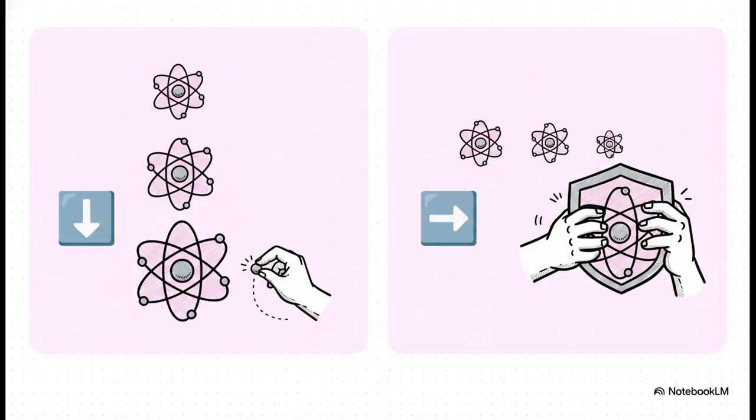Down a group, atoms get bigger, and it becomes easier to steal an electron. So ionization energy decreases. Across a period from left to right, atoms shrink, and it becomes incredibly difficult to steal an electron, meaning ionization energy spikes. The map tells you exactly how fiercely an atom guards its electrons.